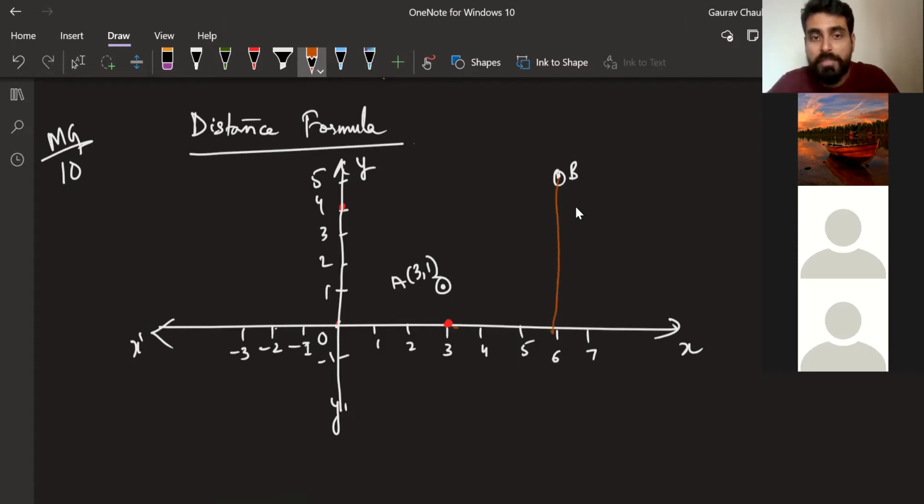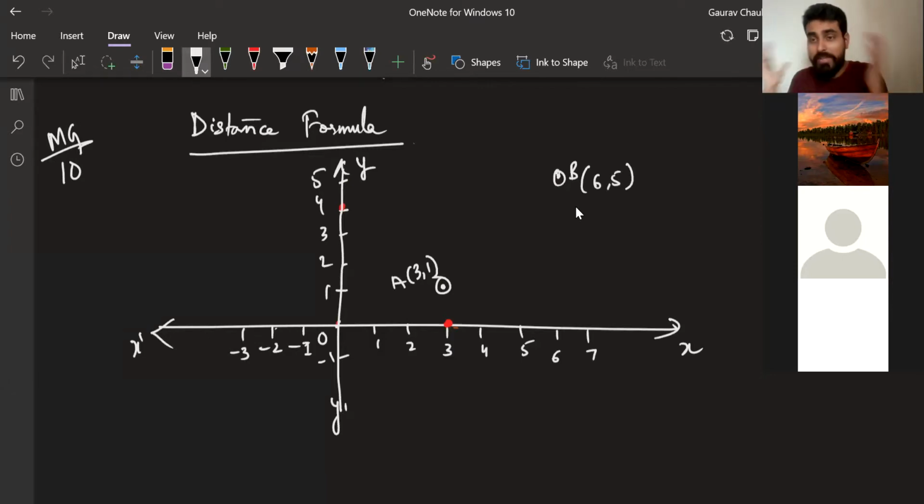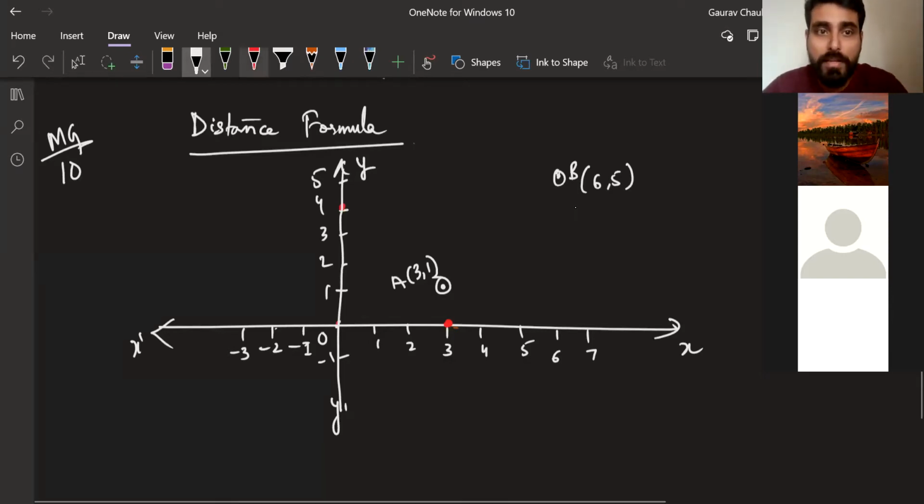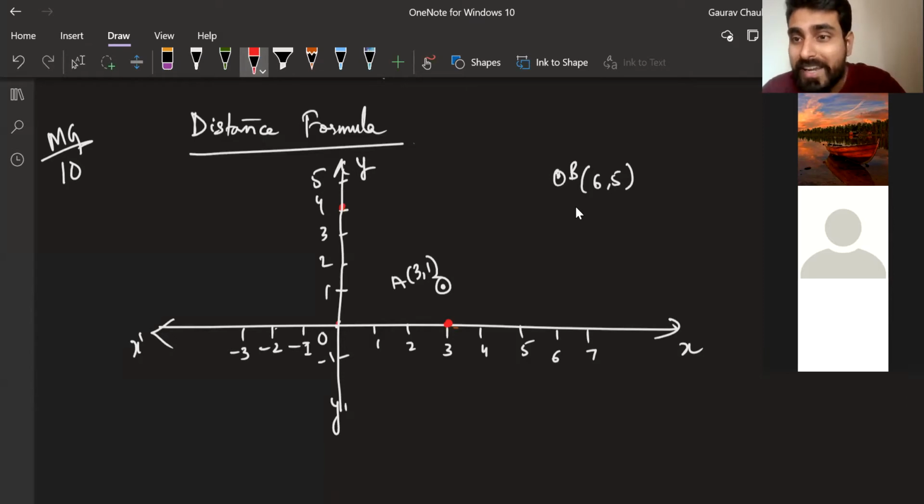Bindu, can you tell me what B will be? What will be the coordinates of point B? So 6, 5. We good with that? So now my question is, we are imagining what to do when we have such a situation. How will we find the distance between A and B? How will we find the length of the line segment AB?